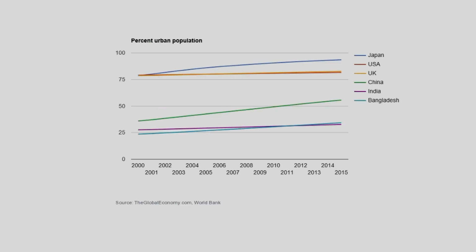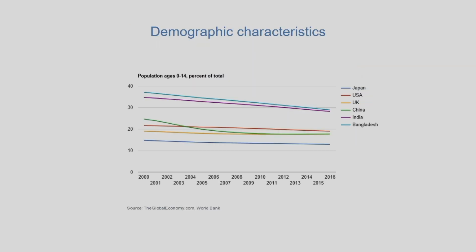The second structural characteristic that needs emphasis here is with respect to demographic features, and there are clear differences in the demographic structure of the developed and the developing countries. I have again put together some graphs based upon the World Bank estimates. First is the population ages 0 to 14, percentage of total population.